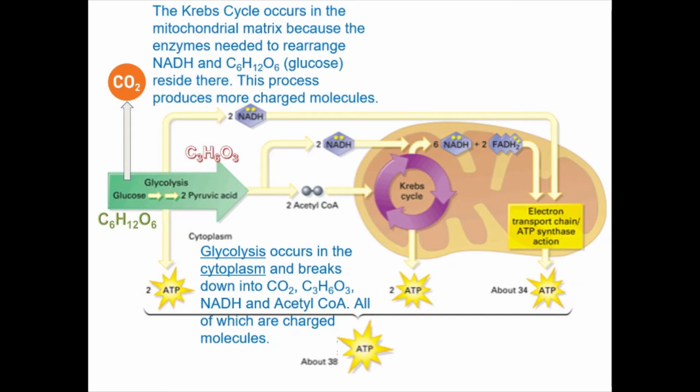Once glycolysis has occurred, all of these materials, the broken down pyruvic acid, NADH, as well as acetyl-CoA go into the Krebs cycle. Now, this cycle occurs in the mitochondrial matrix because all of the enzymes needed in order to rearrange that material reside there. What this is going to do is it's going to supercharge those molecules, and it's going to make more NADH as well as FADH2, which are electron transport molecules, and it's going to take all of those molecules and that energy into the electron transport chain reaction.